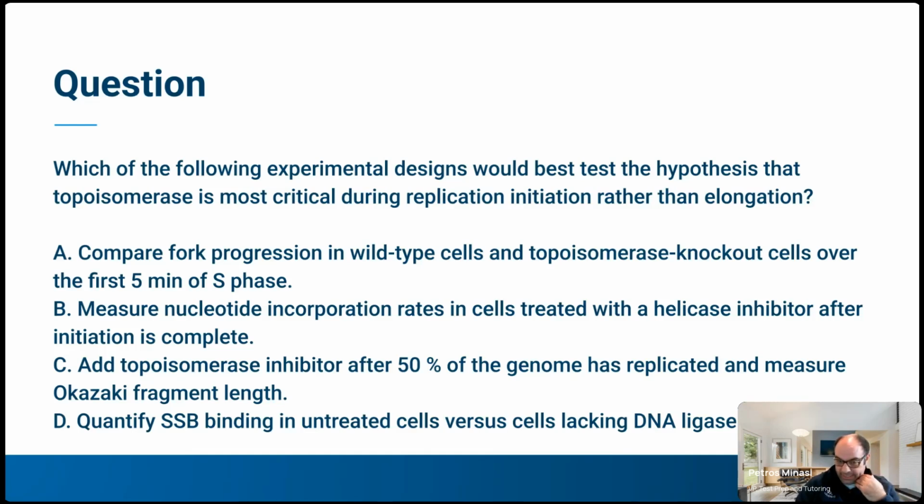You look at C, and it says add topoisomerase inhibitor after 50% of the genome has replicated and measure the Okazaki fragment length. If you are going to be adding an inhibitor later, after 50% of the genome has been replicated, are you in fact testing initiation or elongation? What would you be testing if you're adding the inhibitor at the 50% mark, once you've done 50% of the genome? All of it is replication, but is it initiation or is it elongation that you're testing if you're adding at the 50% point, the halfway point?